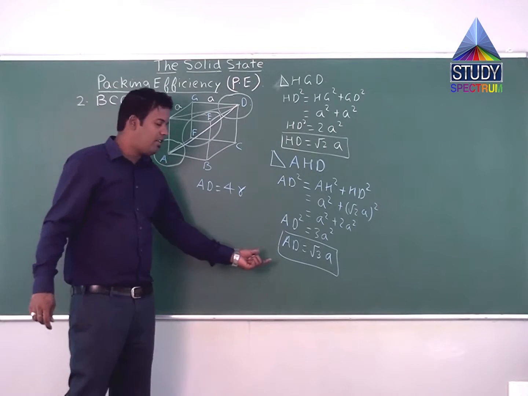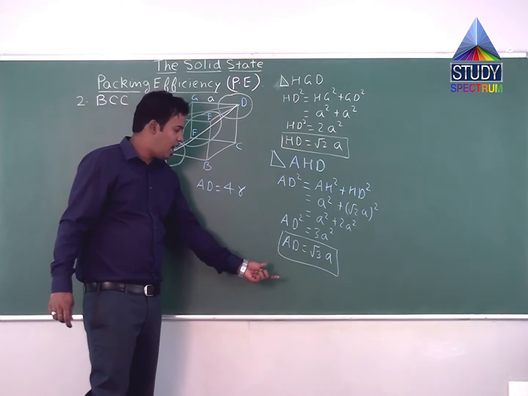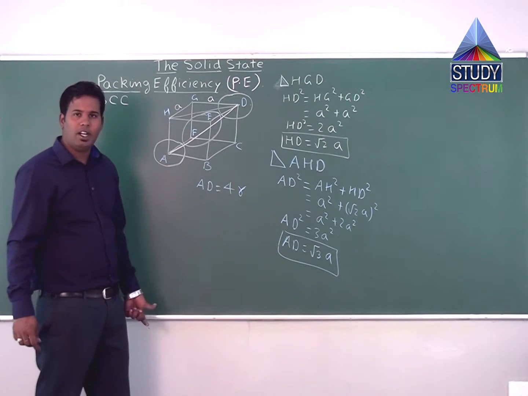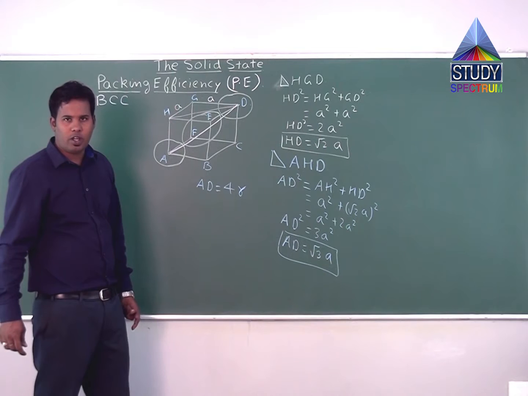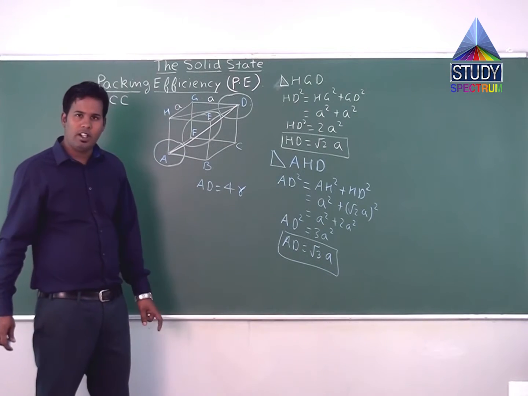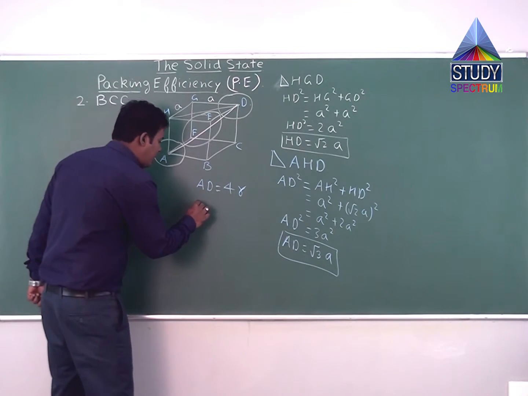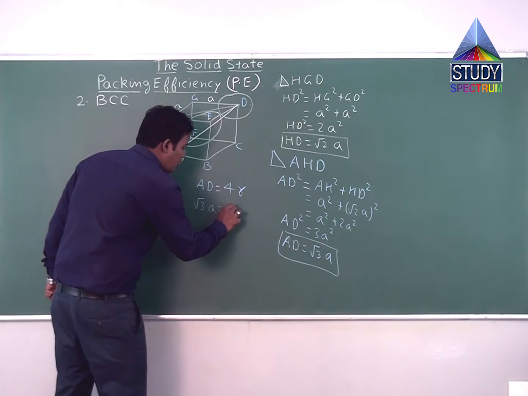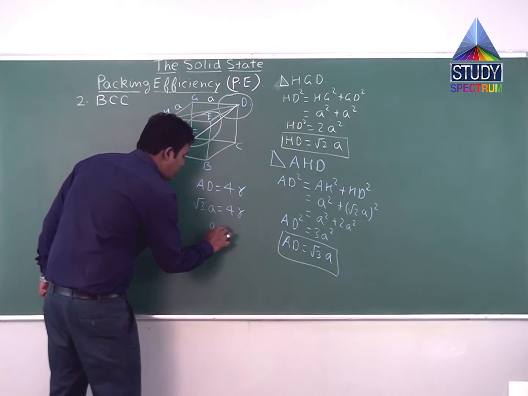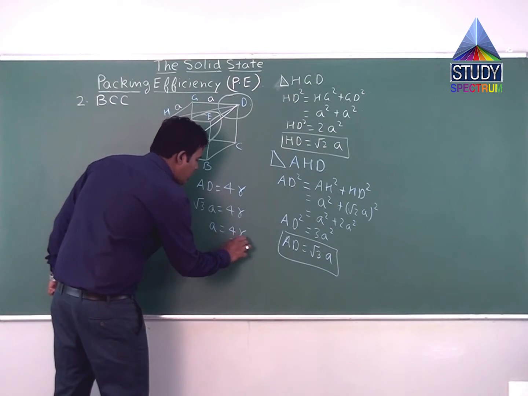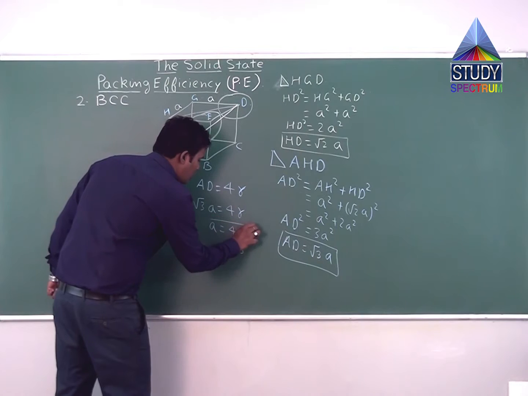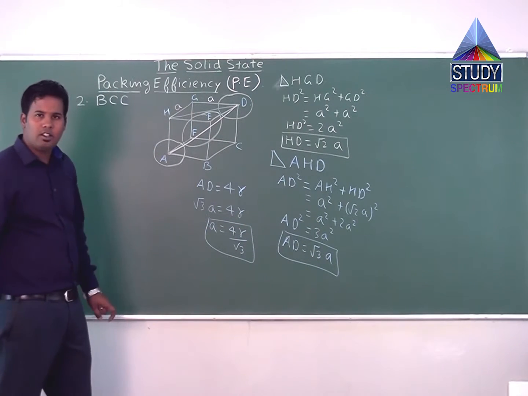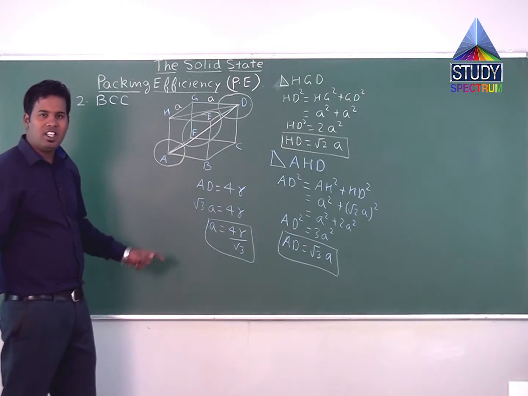Now also we have AD is equal to root 3a. We have obtained the body diagonal in terms of edge length, and we have obtained the body diagonal in terms of radius of sphere also. And since the body diagonal is one and the same, finally we can say root 3a is equal to 4r, or in short a is equal to 4r by root 3.